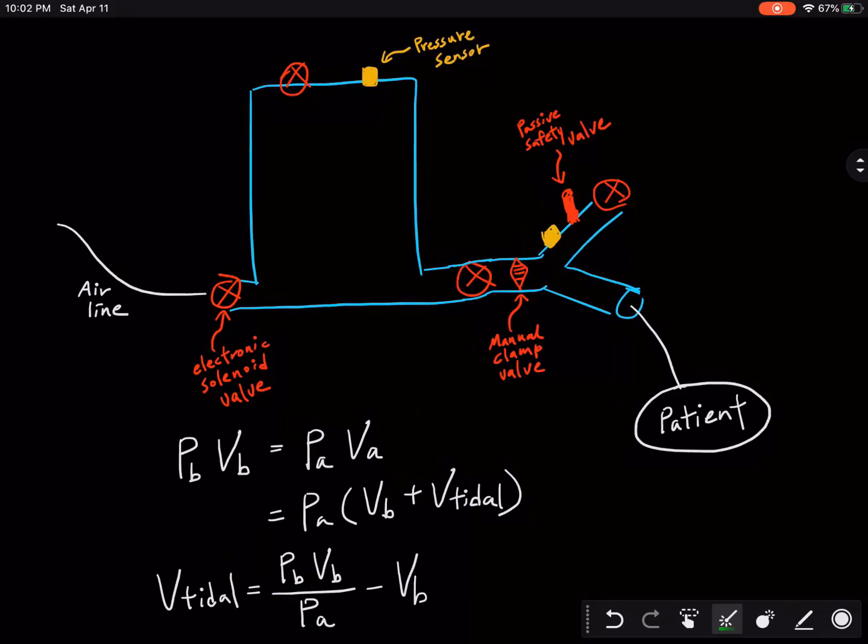The operation principle of this design is based on the ideal gas law, which says the product of pressure and volume of some amount of air before it expands is the same as the product of the pressure and the volume after it expands, and that's what these subscripts denote, before and after.